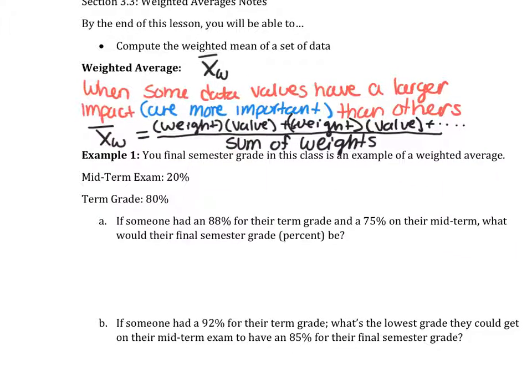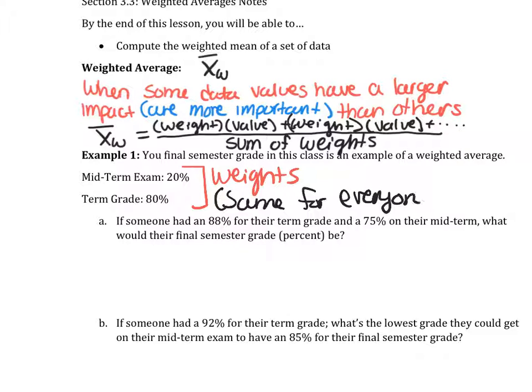Okay, so an example, your final semester grade in this class is, again, an example of a weighted average. So your midterm exam grade is worth 20% of your final grade, and then your term grade, so the summative, formative stuff, is worth 80% of your term grade. These are the weights. Whatever is the same for everybody is the weights. Okay, so for everyone, midterm is 20%, term grade is 80%.